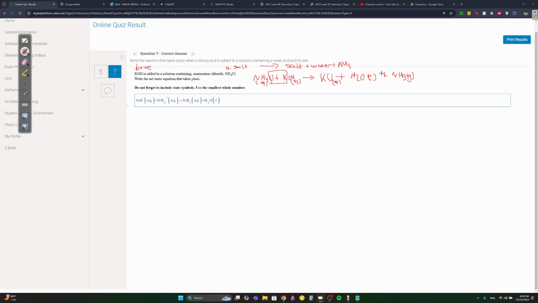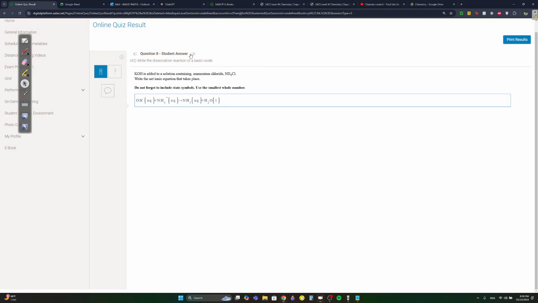NH4 was aqueous here, turned into NH3 gas. So are you going to include it? Of course, you're going to include it because it changed its state. You have here NH3 gas. Cl here was aqueous, still aqueous. We don't care. K was aqueous, K was still aqueous. We don't care. OH is aqueous, turned into water, which is a liquid. So are we going to include it? Of course we are. H2O, liquid. So it should look something like this.